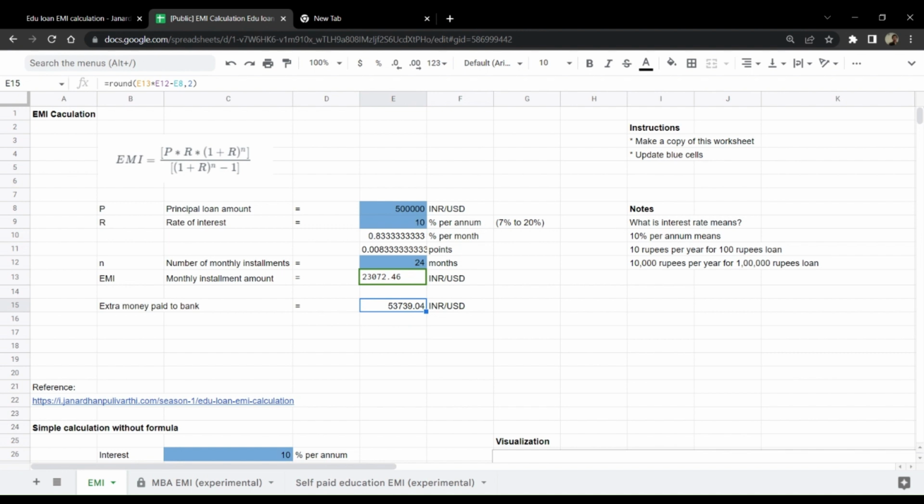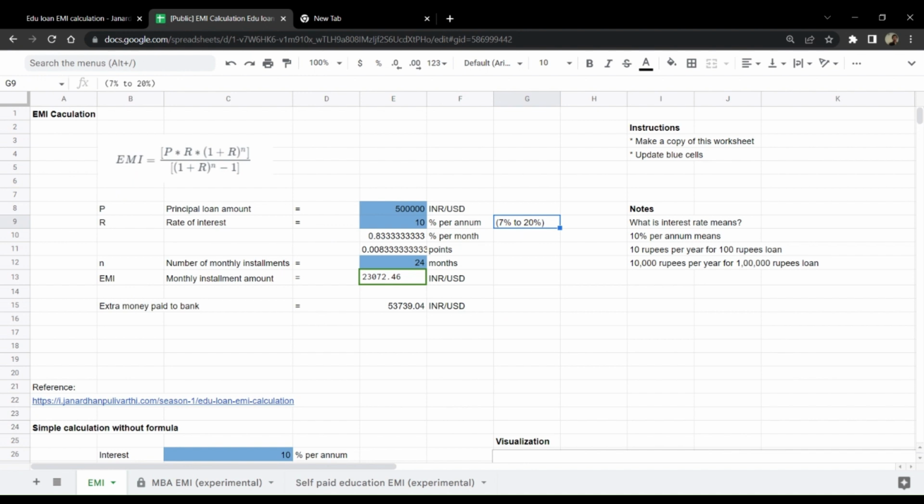So this is how we tweak this EMI calculation and arrive at a desired result, such as what EMI installment we want to take, or the number of months we can prolong the installment, or the interest rate, how to bargain for the interest rate so that you could get some benefit, and what is the best principal loan amount that we can go for. These kinds of things can be done with this calculation.